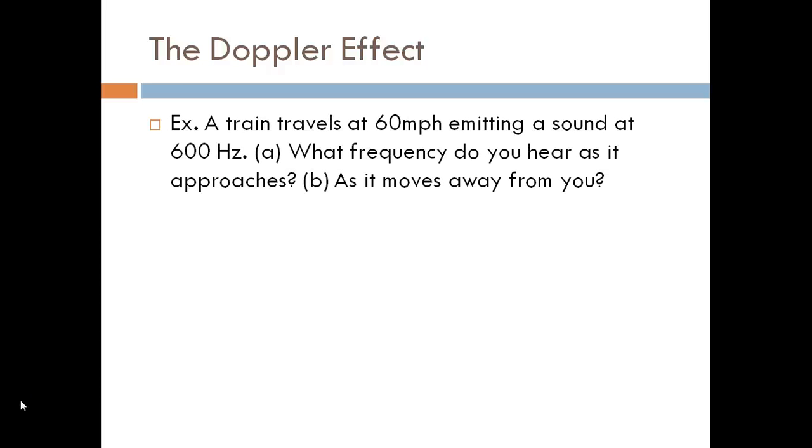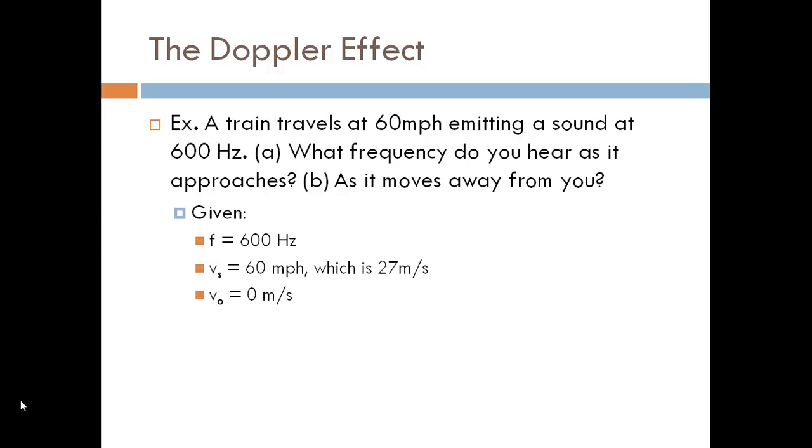So here's a quick example. So we have a train traveling at 60 miles per hour. Don't you hate it when they put miles per hour in a physics equation? So you know right off that you're going to have to convert that. Anyway, the train is traveling and emitting a sound at 600 hertz. What frequency do you hear as it approaches, and what frequency do you hear as it moves away from you? Sometimes in these questions they'll only ask you for one or the other. So this one they're asking you for both, towards and away.